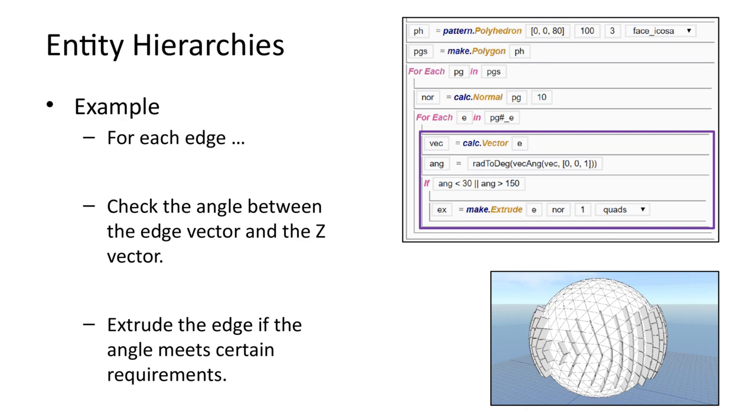The logic of selecting the edges is based on the angle between the edge vector and the z vector. If the angle is less than 30 degrees, or greater than 150 degrees, the edge will be extruded.